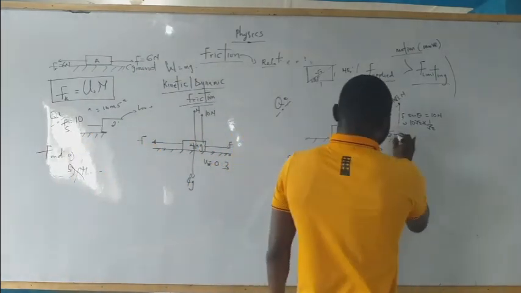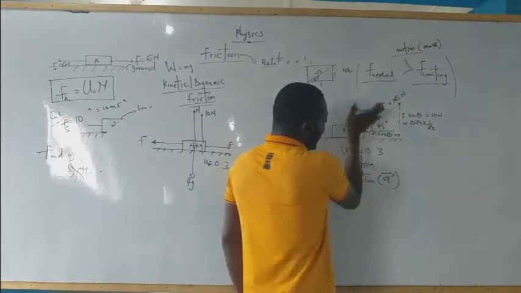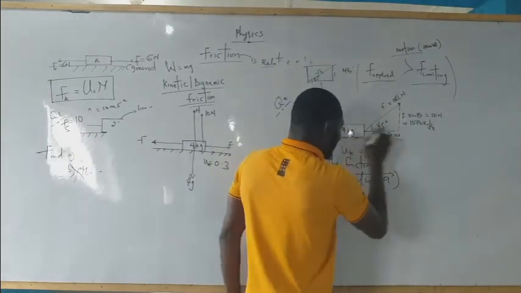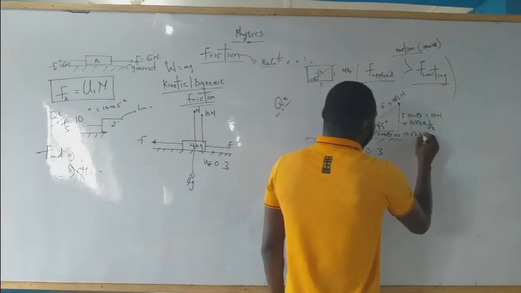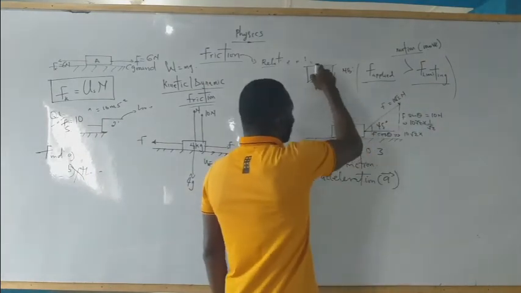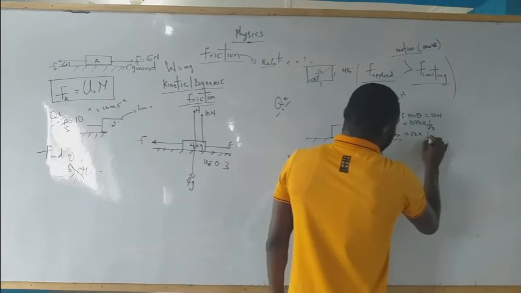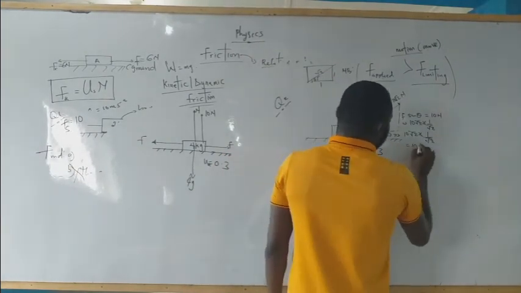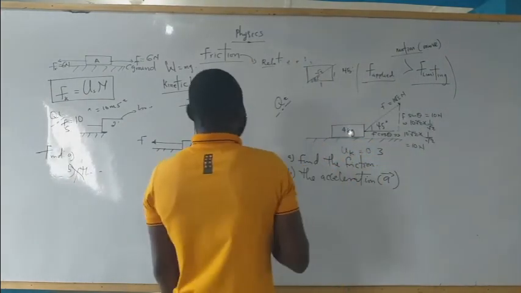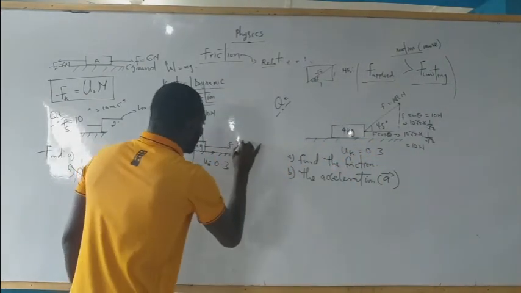What about the horizontal component? That's F cos theta. That will be 10 root 2 times cos 45 degrees, adjacent by hypotenuse, 1 over root 2. This and this will go. That gives 10 Newton.